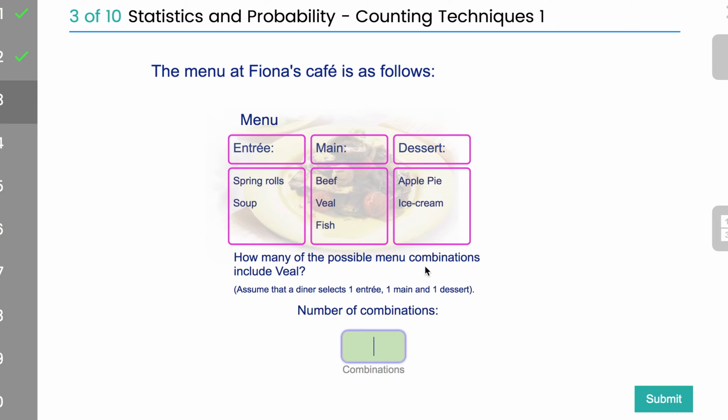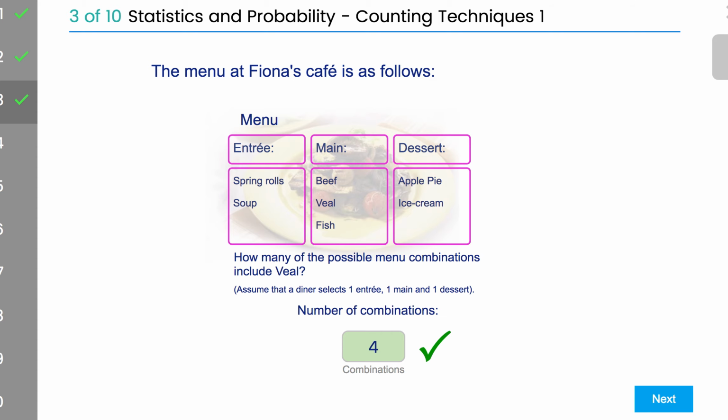How many of the possible menu combinations include veal here? So if they have to have the veal, how many are there in this mains column? There's not 3, there's only 1, because they only have the veal. Okay, so it's 2 times 1 is 2, times 2 more is 4. So it's still just multiplying them together, but we're just making sure that we read the question carefully and multiply by what it tells us to. In this case, only veal for this one.